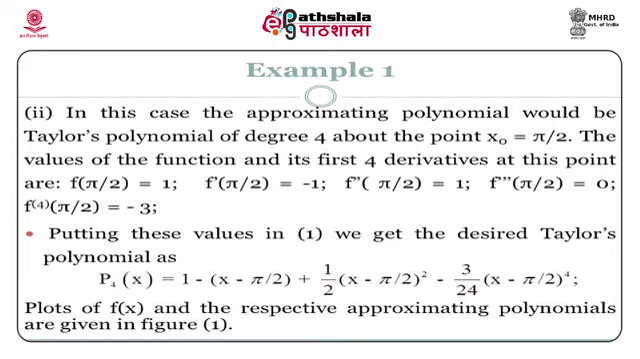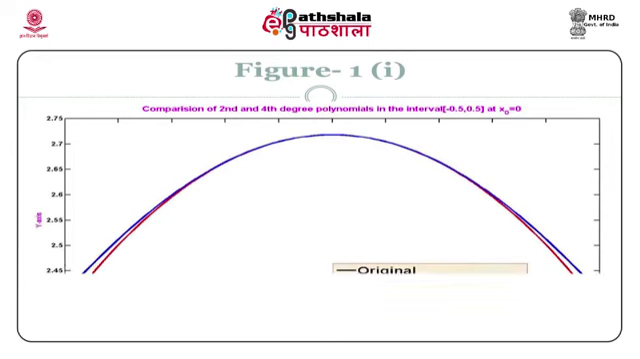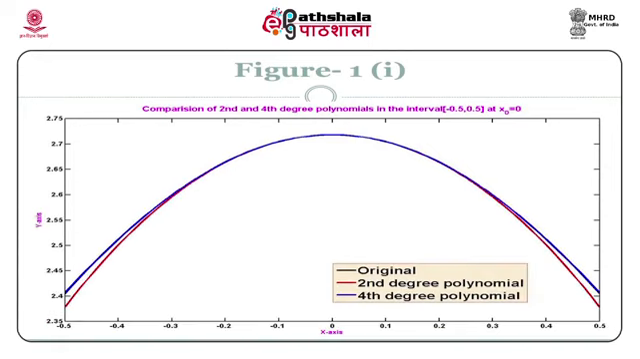The plots of this exact function and the polynomial approximation are given in figures 1 and 2. The first figure gives the approximation over the interval minus 0.5 to 0.5. The red line gives the second degree polynomial approximation, and the blue line gives the fourth degree polynomial approximation. So, the first two terms give the second degree polynomial approximation, and four terms give the fourth degree polynomial approximation to the original function. You can see that the original function almost matches the fourth degree polynomial approximation.